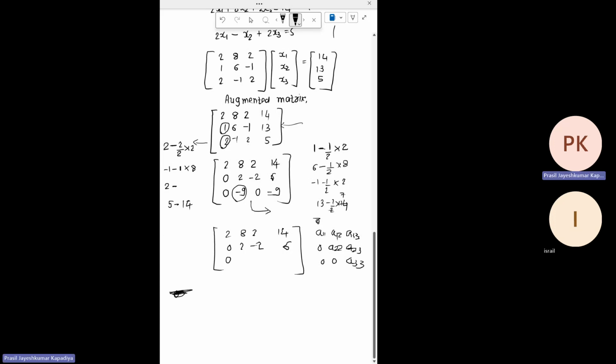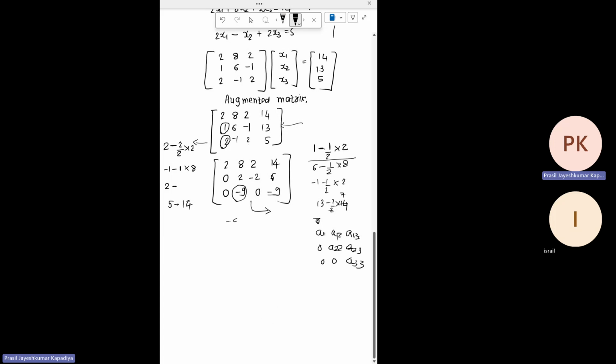This term is 0. But here we can directly get. So what you need to do for Gauss elimination method, now you need to keep here one more 0. So how will you keep it one more 0? You will apply this same method.